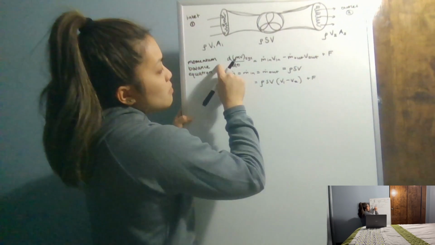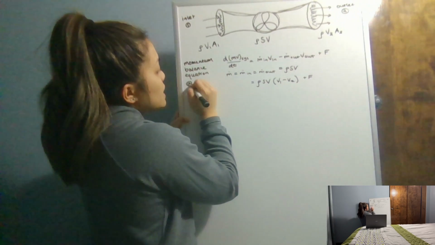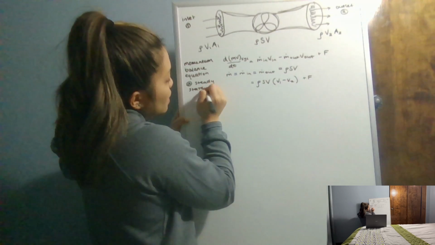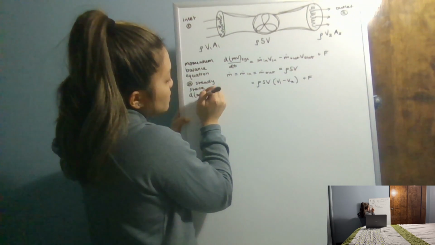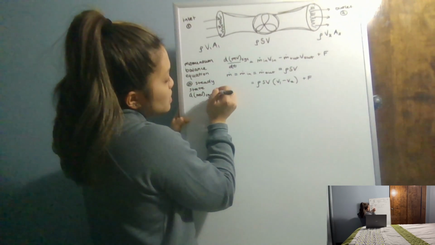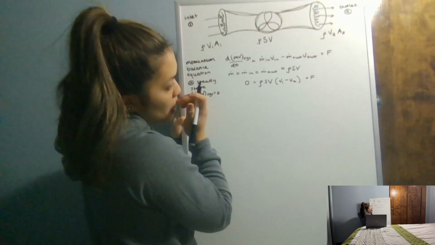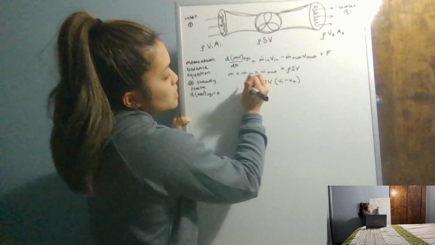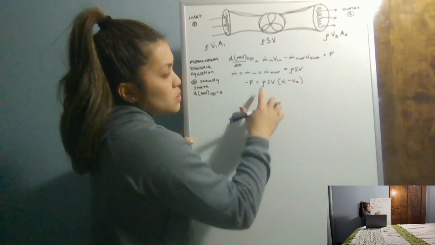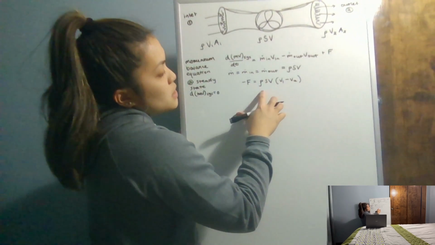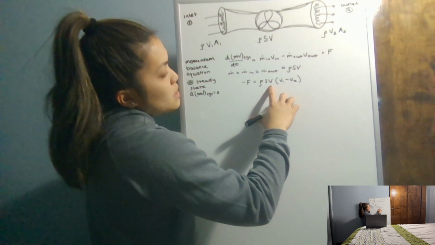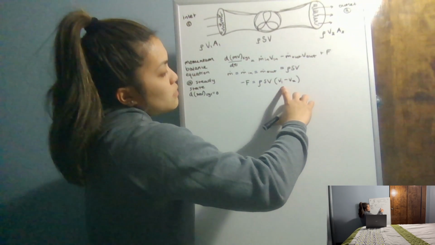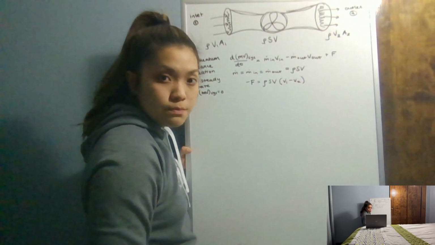force. And then because we're going to assume it's at steady state, the change in the mass times the velocity of the system is equal to 0, so we'll set this equal to 0. What we can do is move the force to the other side, so we'll have a negative force is equal to the density times the surface area times the velocity times the velocity at 1 minus the velocity at 2.